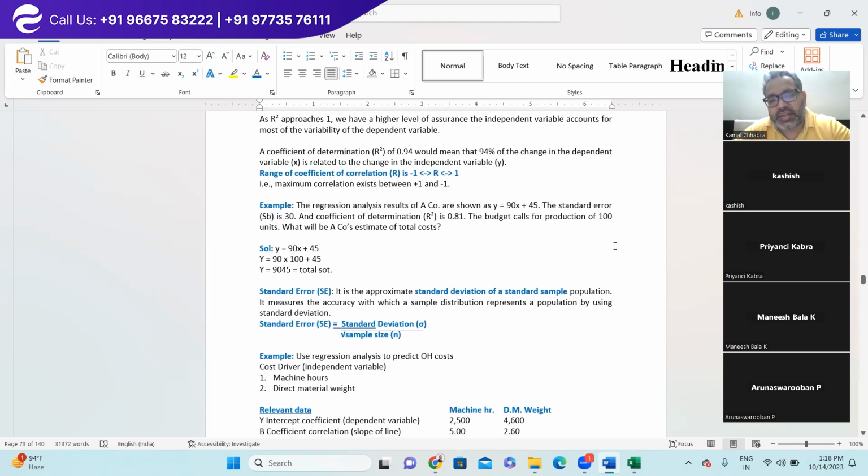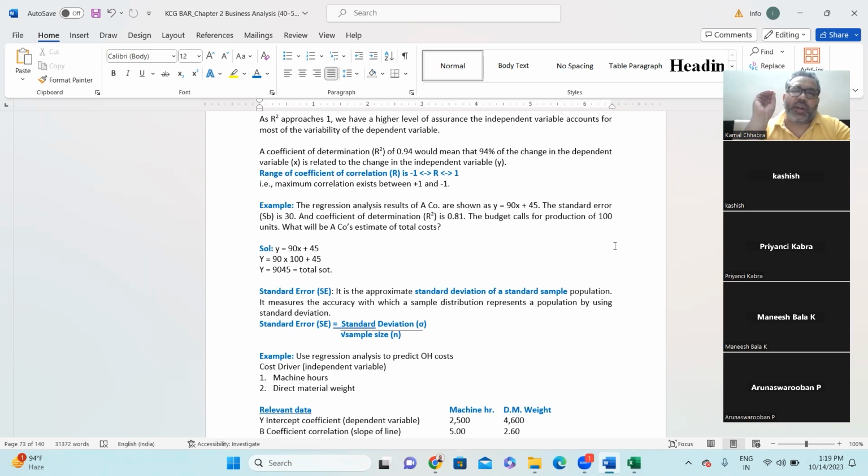Coefficient of determination, that is R squared of 0.94, would mean 94% of the change in the dependent variable is related to the change in the independent variable. That means when the coefficient is 0.94, 94% of the change in the independent variable impacts the change in the dependent variable, right? So the range of the coefficient of correlation is always from -1 to 1. That means minus 100% to plus 100%, right? So the maximum correlation exists at plus 1 or minus 1.